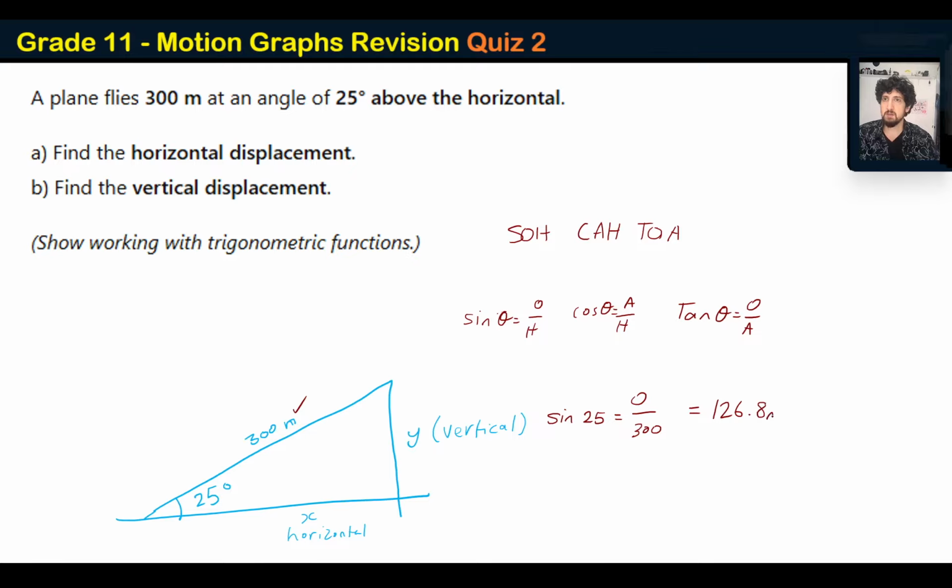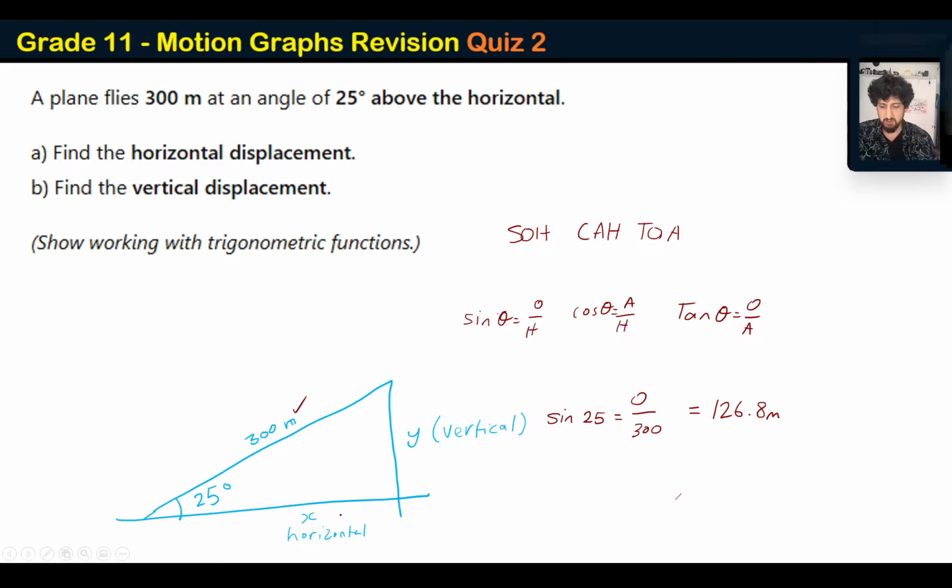126.8 meters. Don't worry about how many decimal places. If the question doesn't say how many decimal places, then just give an accurate answer. You can go to 3 significant figures, or you can just do 1 decimal place as well, but make sure the rounding is correct. So it's 126.785, which is 126.8 to 1 decimal place.